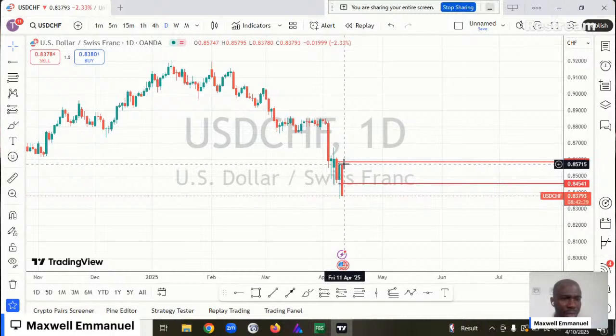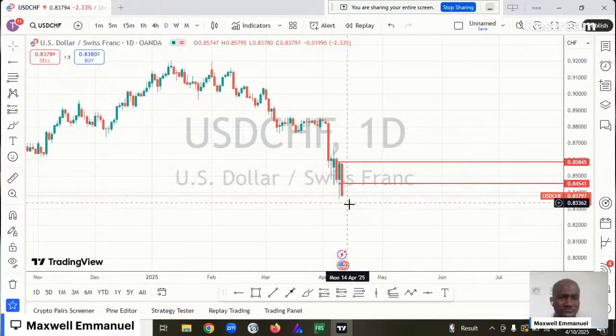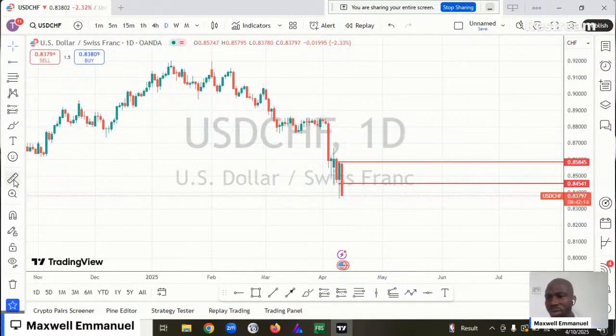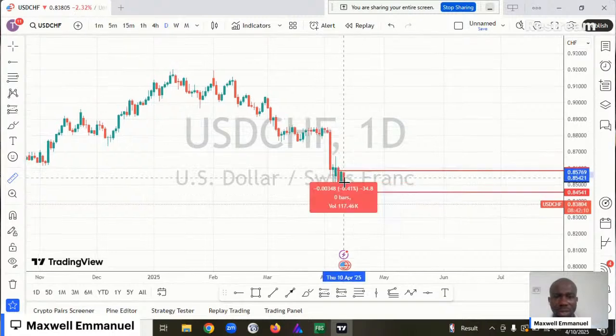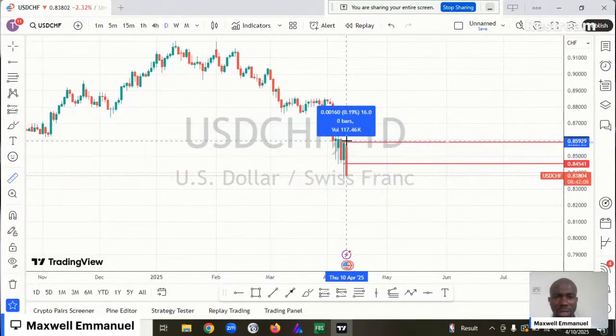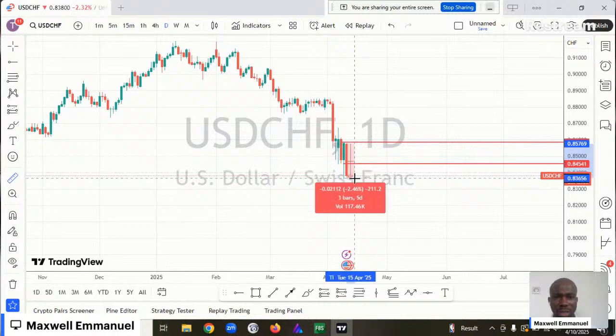this is the opening, 8571, and 8372. That's about 200 pips. Here's the ruler. That's about 200 pips.